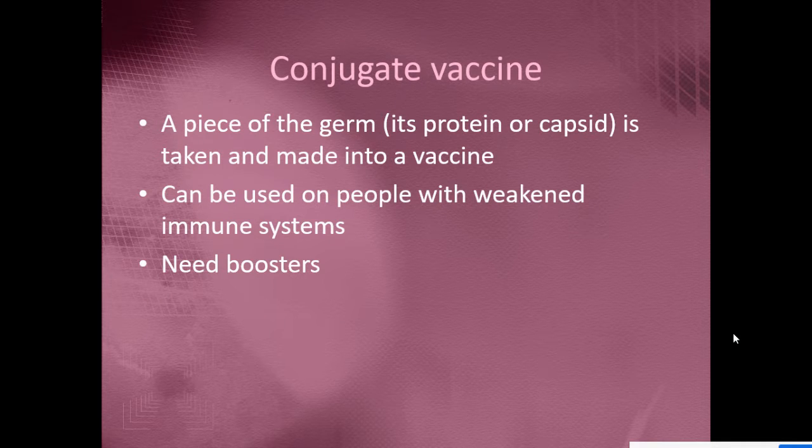A conjugate vaccine. This was the last thing he talked about, where you have a piece of the germ, its protein or its capsid, which is the outer casing. It's going to be taken and made into a vaccine. It can be used on people with weakened immune systems, and for these ones, you'll also need booster shots. So they're safer if you need a booster shot, but you need more shots.